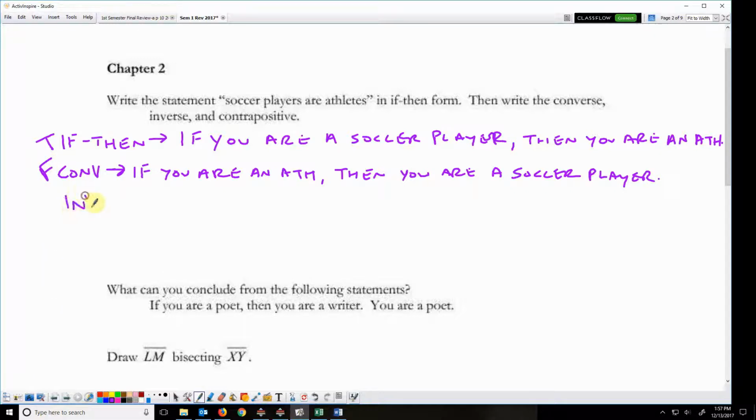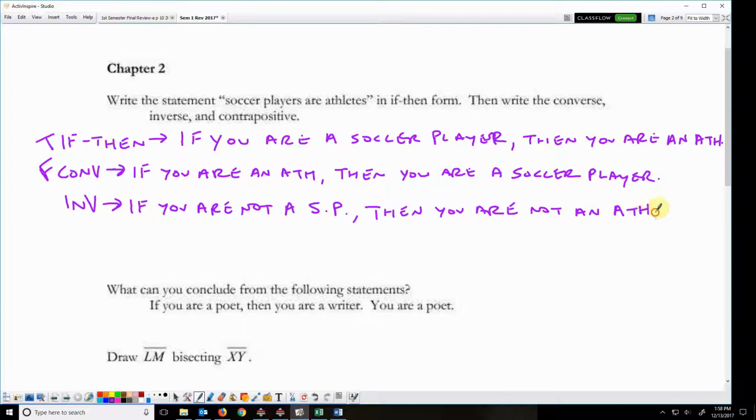Next is the inverse. We go back to the original if-then and negate the if and the then. If you are not a soccer player, I'm going to abbreviate to make sure it fits. If you are not a soccer player, then you are not an athlete. I would have to say that's false also. There's a lot of things you can be other than a soccer player to be an athlete.